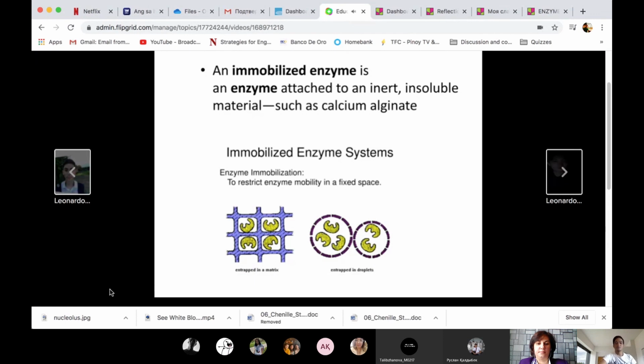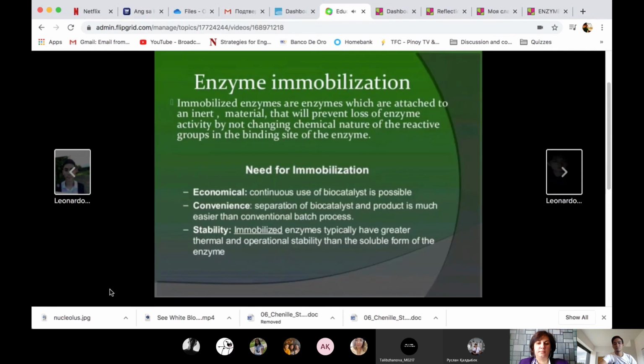Immobilized enzyme. An immobilized enzyme is an enzyme attached to an inert insoluble material such as calcium alginate. Immobilized enzyme systems. Enzyme immobilization is done in order to restrict enzyme mobility in a fixed space. Materials to which enzyme attach will prevent loss of enzyme activity by not changing chemical nature of the reactive groups in the binding site of the enzyme.